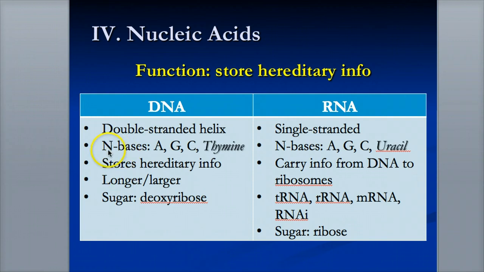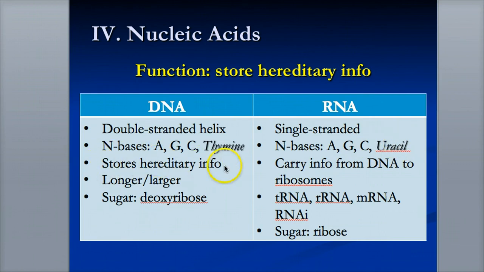N bases stands for nitrogen bases. DNA has what they call A, G, C, and T. You'll need to remember these names, and we'll go over them in class. A is adenine, G is guanine, C is cytosine, and T is thymine. So DNA is A, G, C, and T. RNA is almost the exact same thing. It has A, G, and C also. The difference is it doesn't have T thymine, but instead has U uracil.